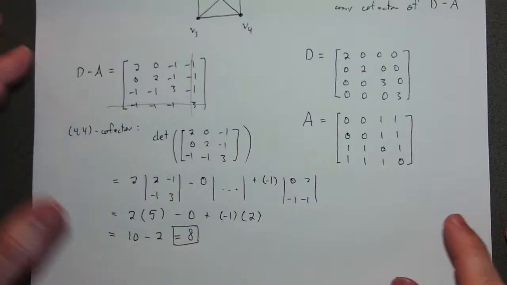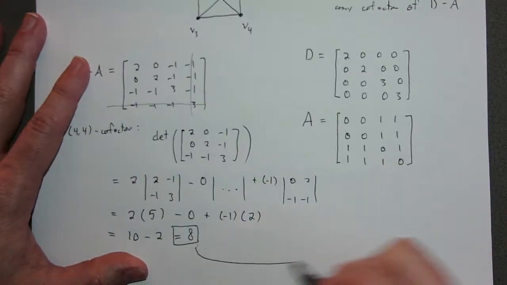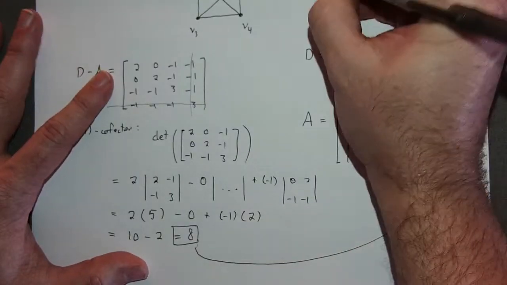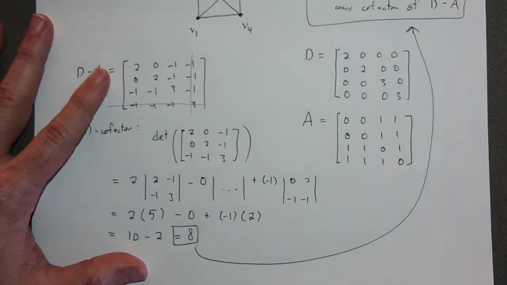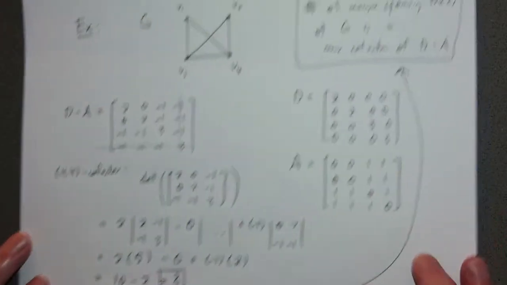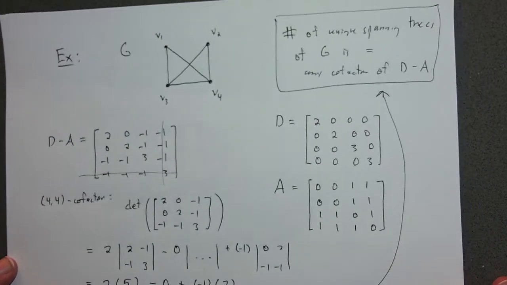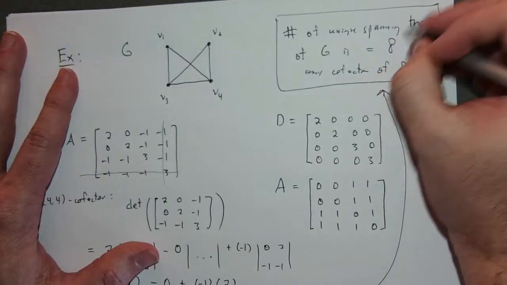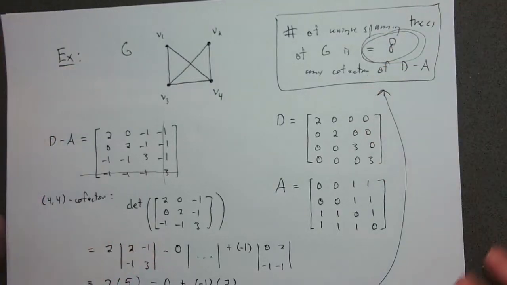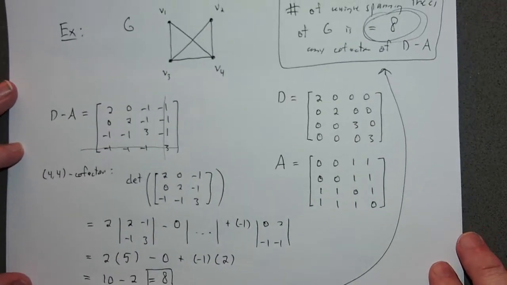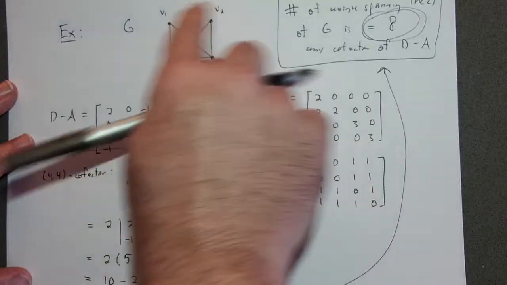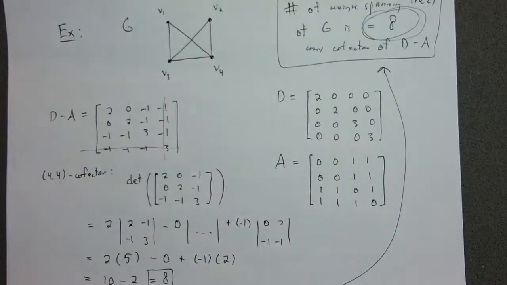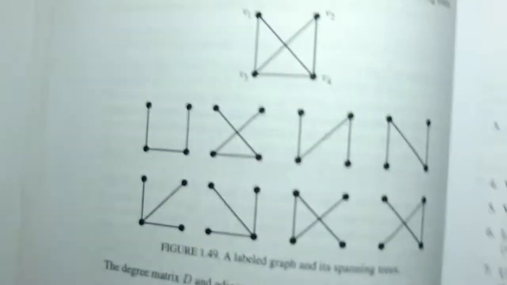So what I'm claiming is that 8 is the number of unique spanning trees of G. So this is equal to 8 according to this computation. Is that true? Are there 8 unique spanning trees for that graph? And the answer is yes. And here they are.